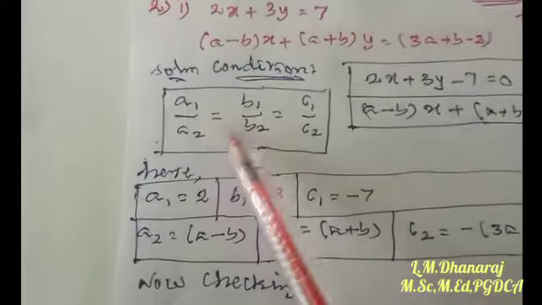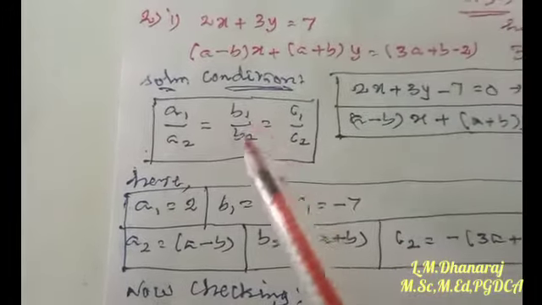So the infinitely many solutions condition is a1 by a2 is equal to b1 by b2 is equal to c1 by c2. Okay, this is the condition for infinitely many solutions. Now first let us write down the first equation. We have to bring all the terms to the left hand side. So that is the condition.